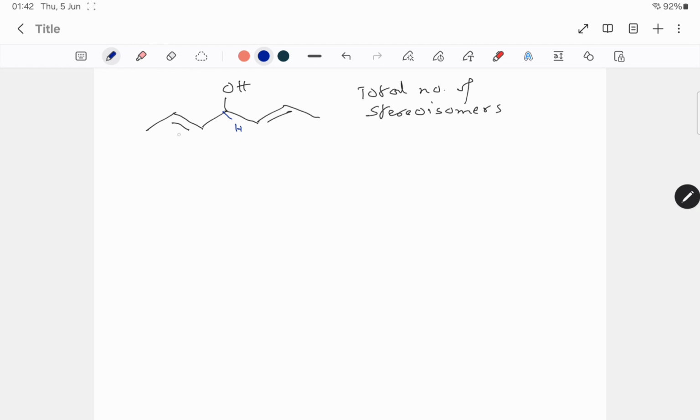Suppose I am considering that these two portions can exhibit geometrical isomerism. Suppose this is cis, this is cis, then this carbon is achiral. Suppose this is trans, again achiral. Now suppose this is cis, this is trans, the same as this is cis, this is trans, then the carbon becomes chiral. Now once we know this fact, let's see how we can find out the total number of stereoisomers.